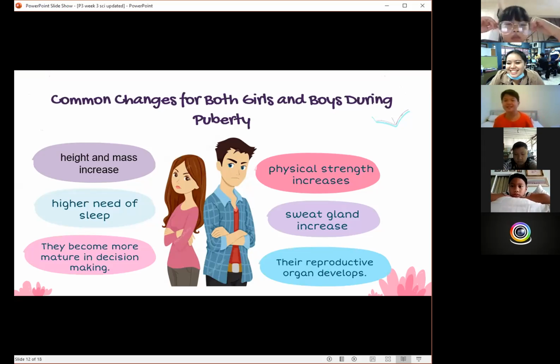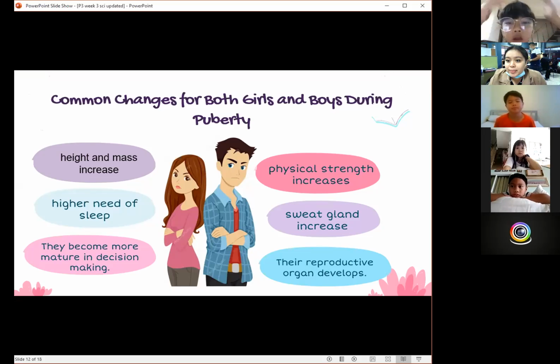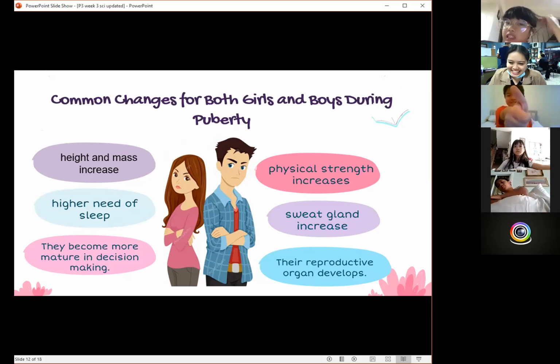Okay, do you understand this one? These are the changes that occur during puberty or adolescence stage. Understand? Yes or no? Yes or no? All yes.